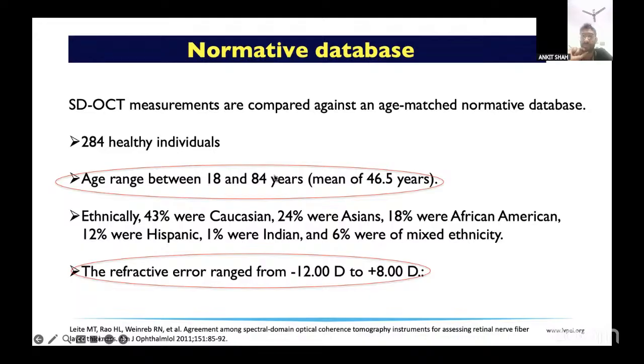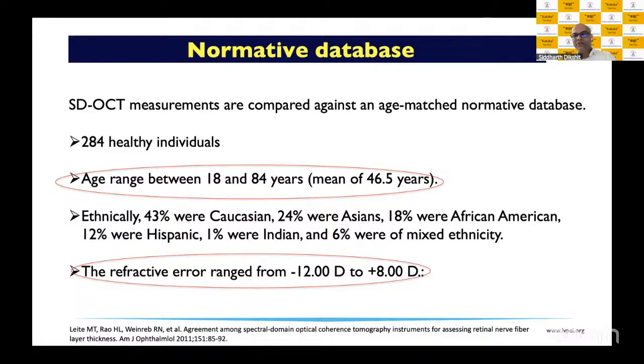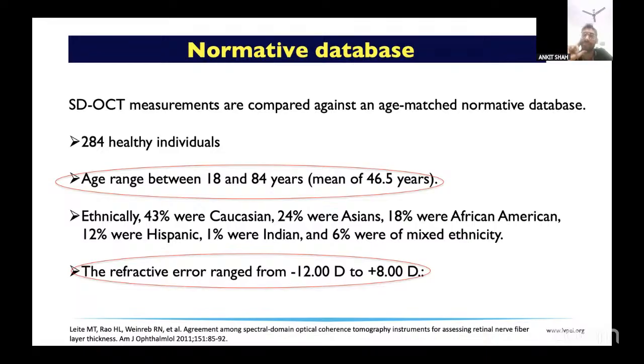If you subtract 18 from 84, what is the number? Simran? 84 minus 18 is? 62 patients. No, 84 minus 18 is 62. 62 years, sir. Yeah. And Ankit, 284 divided by 62 is?